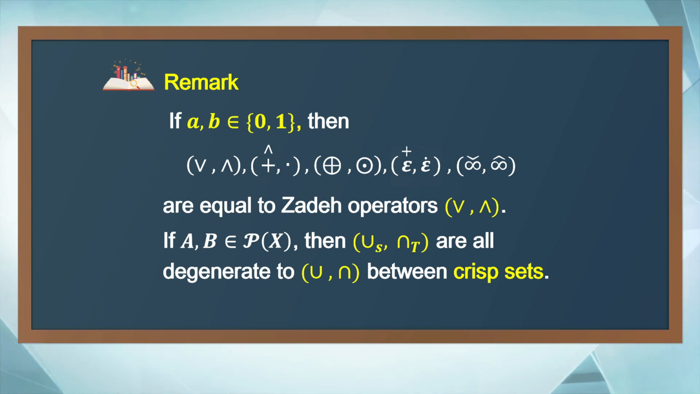Furthermore, if A and B are in the closed interval from 0 to 1, then apart from Zadeh operators, none of the other operators has idempotent properties. So the idempotent laws do not hold in the corresponding generalized unions or generalized intersections.